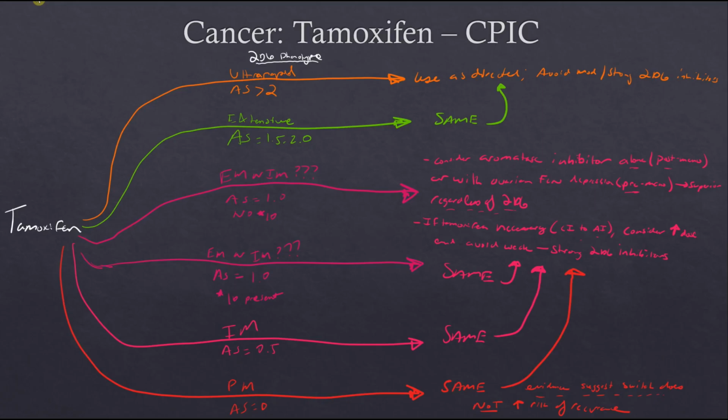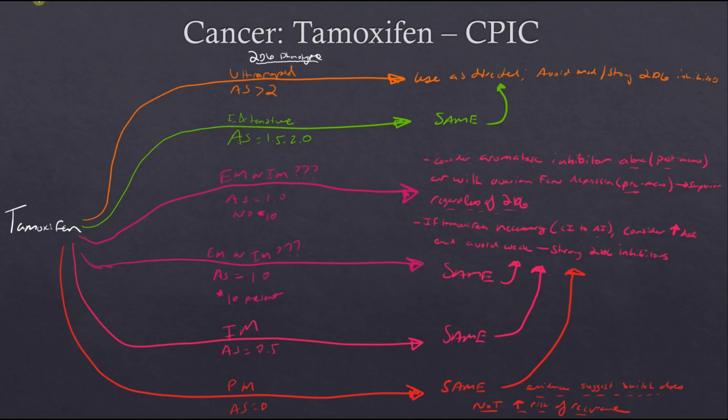So again, looking at the CPIC recommendations, if you're an ultra-rapid or extensive metabolizer for 2D6, you probably can go ahead and use tamoxifen. However, it looks like there's other therapies that are superior to tamoxifen regardless of 2D6 that should be considered for anything that's not an ultra-rapid or extensive metabolizer.